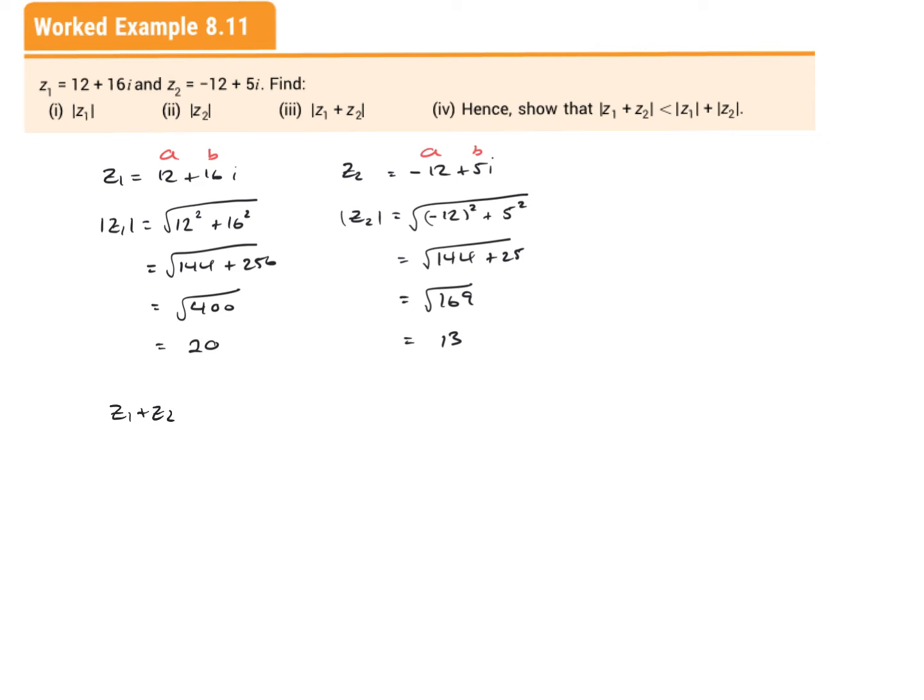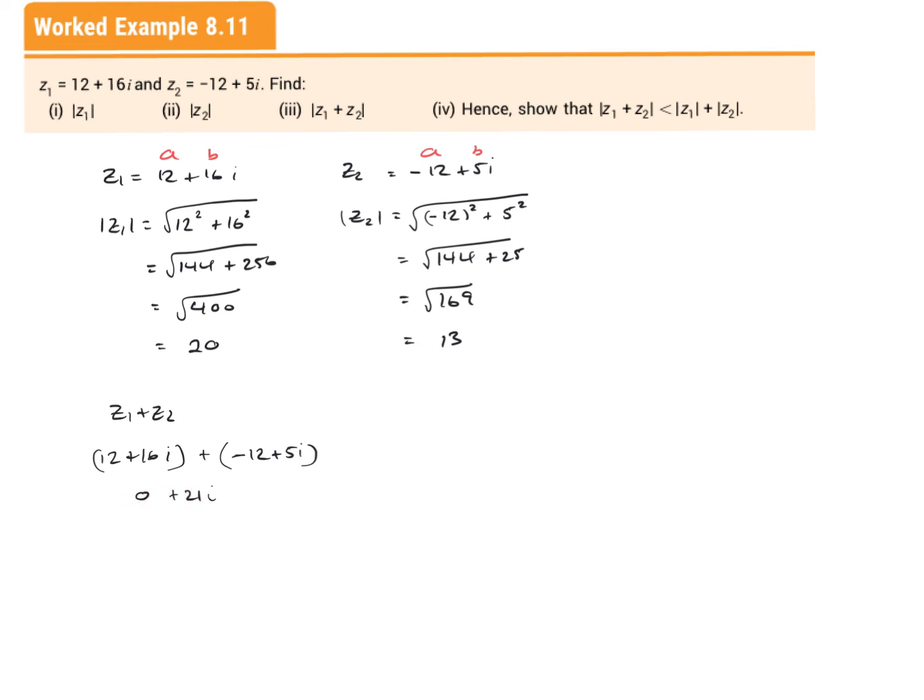We know z1 is 12 plus 16i in the bracket, and we've got plus z2, which is minus 12 plus 5i. And remember, in order to add two of these complex numbers together, we take the real parts, 12 and minus 12, add them together, and then we do exactly the same with the imaginary parts. So we have 16i plus 5i. So let's do that now. So 12 minus 12 is 0, so that's just 0 for the real part. And 16i plus 5i is 21i. So this is only an imaginary number because we have no real part.